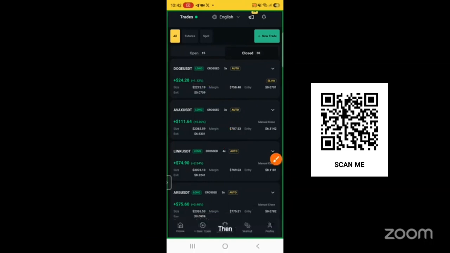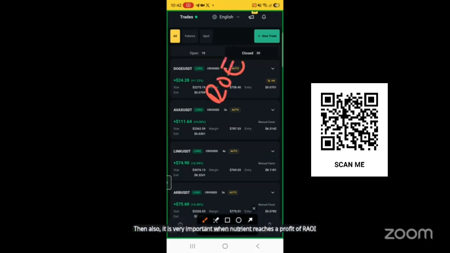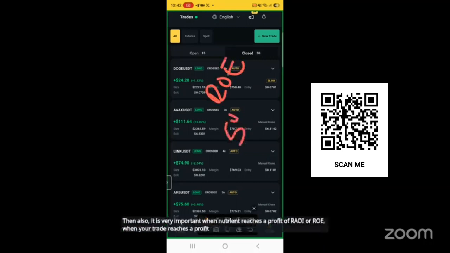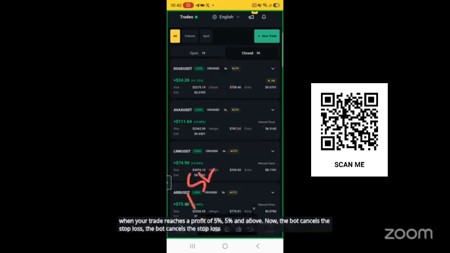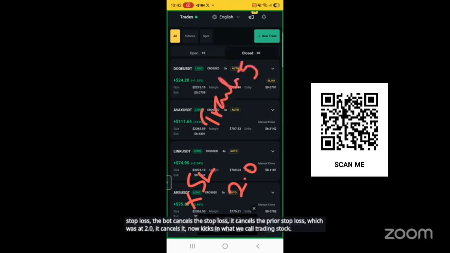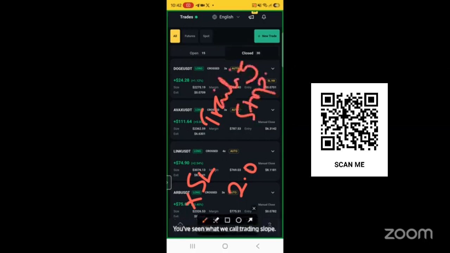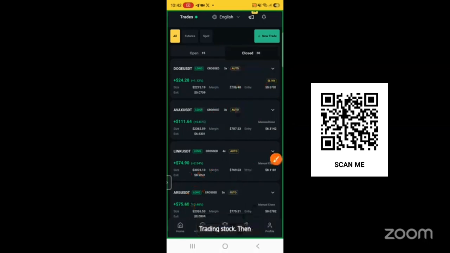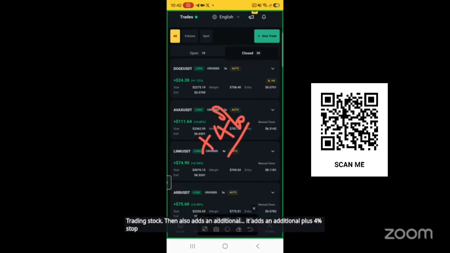Then also, it is very important when your trade reaches a profit of ROI or ROE of 5% and above. Now the bot cancels the stop loss. It cancels the prior stop loss, which was at 2.0. Now kicks in what we call trading stop. Then it also adds an additional plus 4% stop loss, a backup stop loss at 4% profit. Let me explain this.